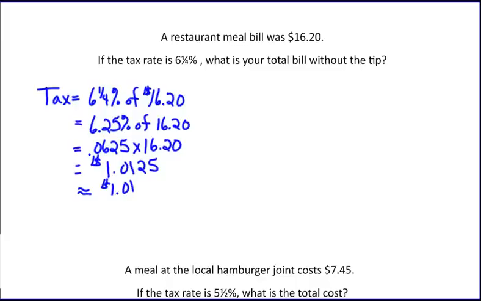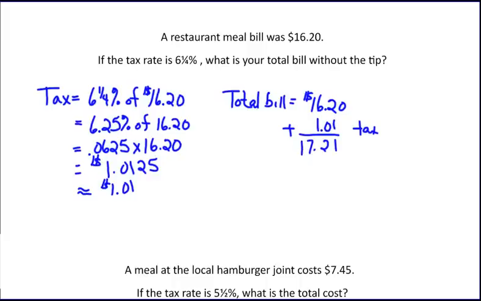So the total bill will be the original cost of the meal plus the tax of $1.01. That means that before we deal with the tip, we know that the meal is going to cost $17.21.